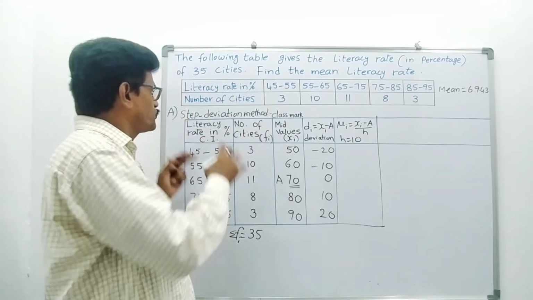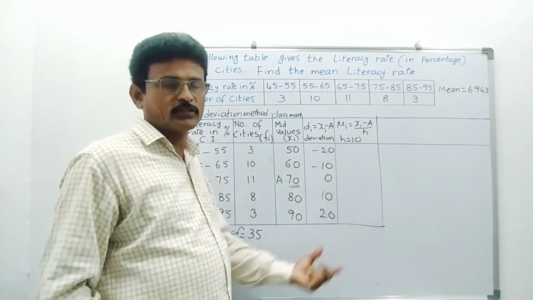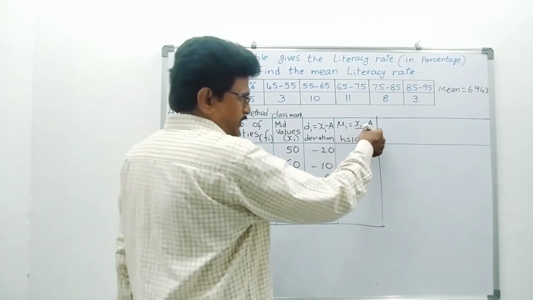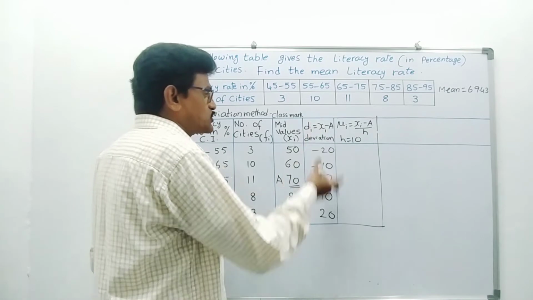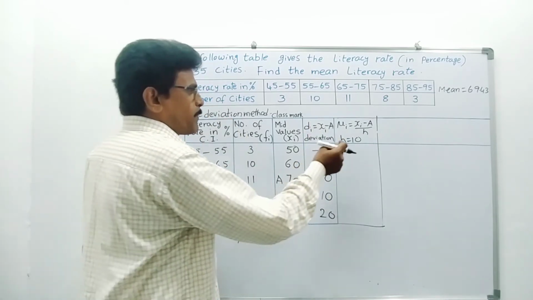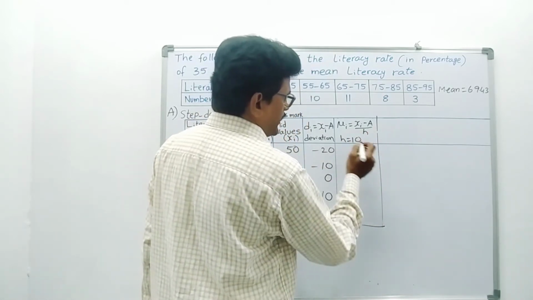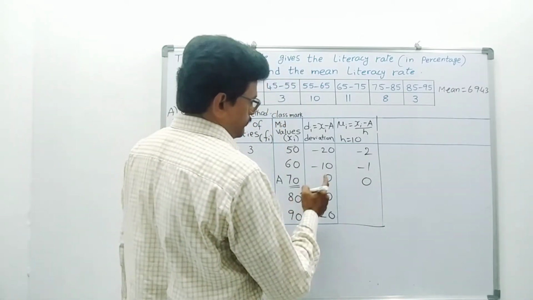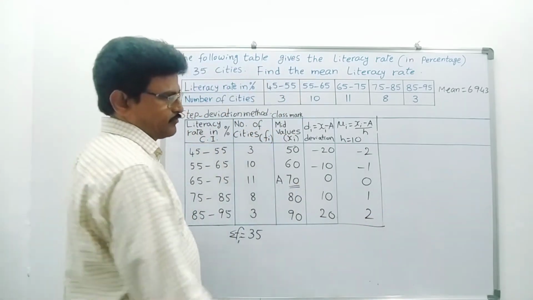That time also, if you proceed with the step deviation method, the values will become simple, and the calculation is very easy. What is u_i? u_i = (x_i minus a) divided by h. Already x_i minus a values are there. Again, we are dividing these values by the class size, so we get even smaller values. Minus 20 by 10 gives minus 2. Minus 10 by 10 gives minus 1. This value is 0 only. Now 10 by 10 is 1, and 20 by 10 gives 2. See, very simple values.